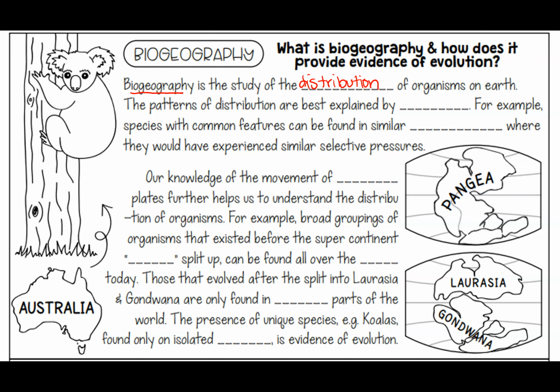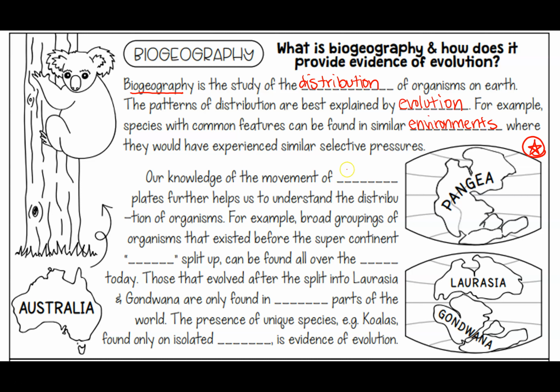So patterns of distribution are best explained by evolution. And I'll explain how here in just a moment. For example, species with common features can be found in similar environments where they would have experienced similar selective pressures. Okay, so let's continue with our filling in the blanks, and then I'll come over here to this diagram.